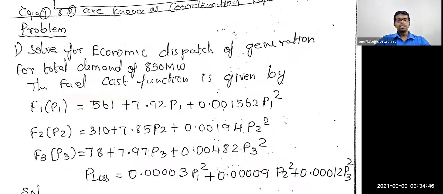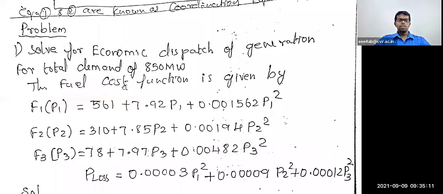The fuel cost function is given below. That is, 561 plus 7.92 P1 plus 0.001562 P1 square.